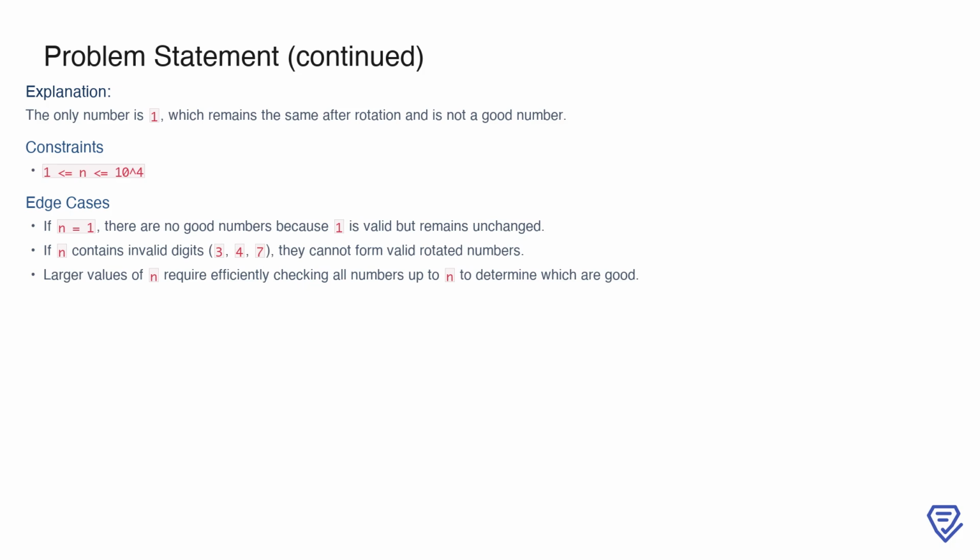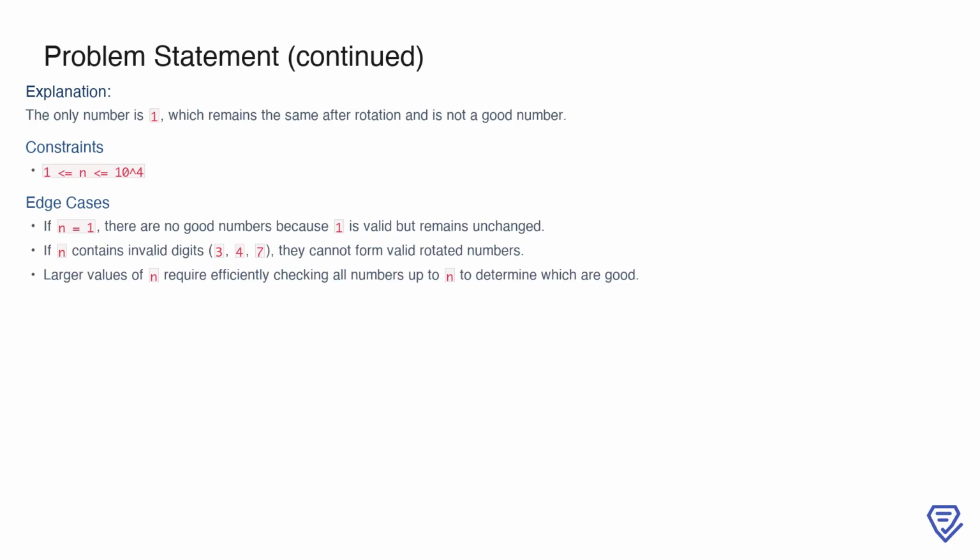Finally, consider the edge case where n equals 1. Here, there are no good numbers. The only number, 1, is valid after rotation but remains unchanged, so it does not meet the criteria of being a good number. Additionally, we should consider cases where n contains invalid digits like 3, 4, or 7. Such digits make it impossible for a number to be valid after rotation.